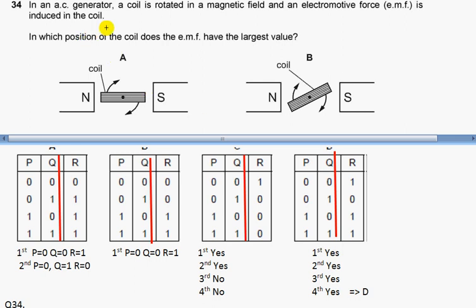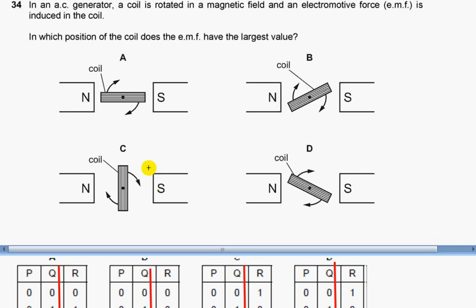34. In an AC generator, a coil is rotated in a magnetic field and an electromotive force is induced in the coil. In which position of the coil does the EMF have the largest value? To have induced current in the coil, the wire should cut magnetic field lines. Magnetic field lines are from north to south. They are horizontal here, and the motion is at 90 degrees, so maximum angle. In this case the wire cuts the magnetic field, so maximum current is here. All the rest have less current, so the answer is A.